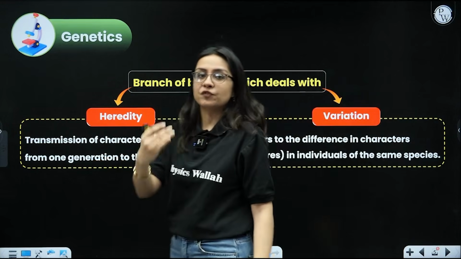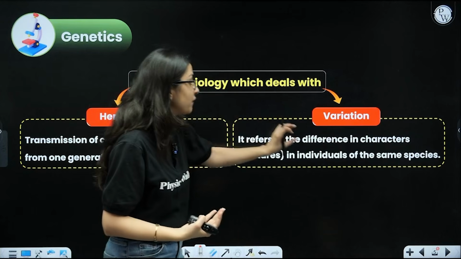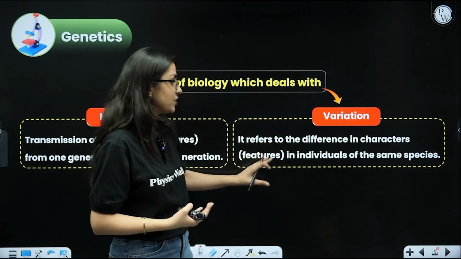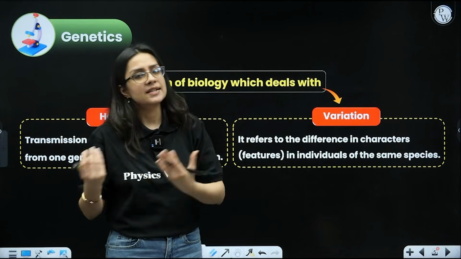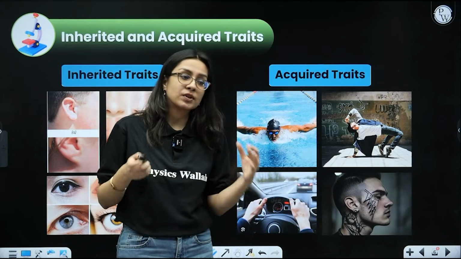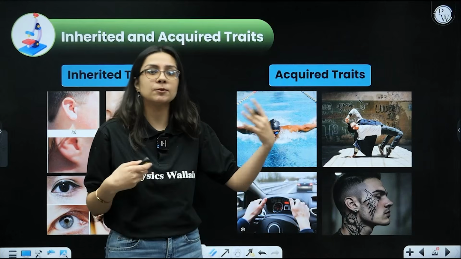Now talking about variation, it says the differences in the characters or the features in individuals of the same species. For example, some person could have a taller height, some could have a shorter height. Some person could have green eye color, some could have black or brown eye color.